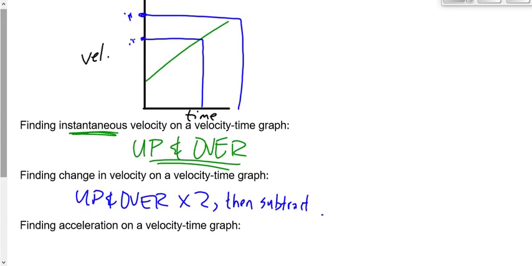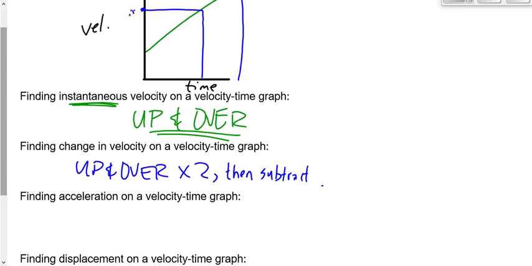What about the acceleration on a velocity time graph? Anyone? Give it a little bit of thought. You know this. Well, you figure this out. Ben? The slope? Is that what you're trying to say? Yeah. All right, slope works.